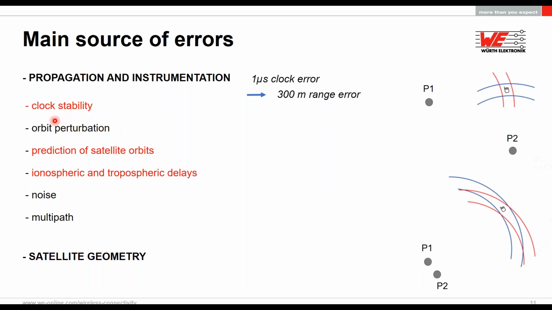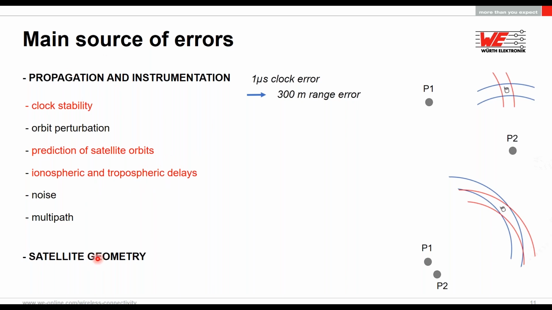We have then orbit perturbations, which are of course hard to predict. The accuracy of the prediction of satellite orbits is also very important. And we have then also a very important factor, ionospheric and tropospheric delays. This factor comes from the fact that the speed of light can slightly change through the different layers of the atmosphere, and this will impact the measurement. We have then noise and multipath effects.